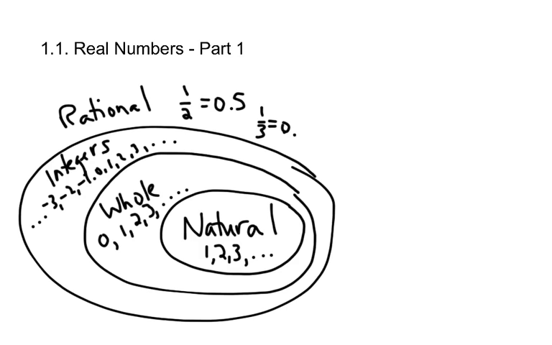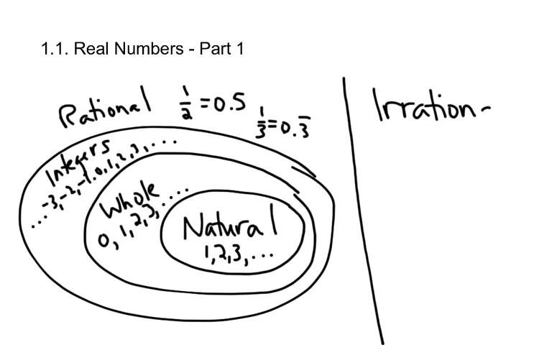It's 0.3333333 forever. All of these numbers are called real numbers. There's another type of real number, and it's called the irrational number. The irrational numbers are your non-repeating, non-terminating decimals. I like to call them ugly decimals.